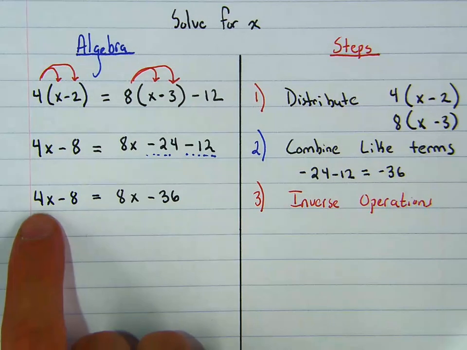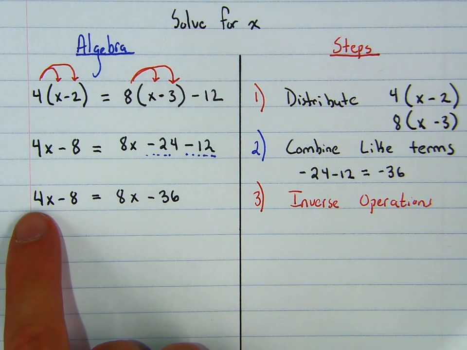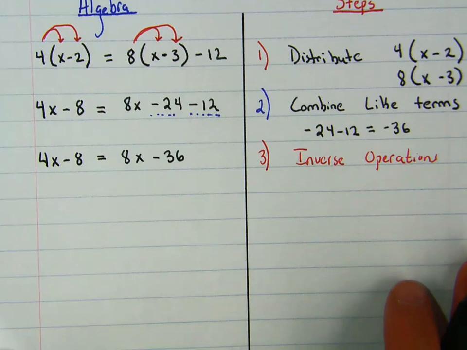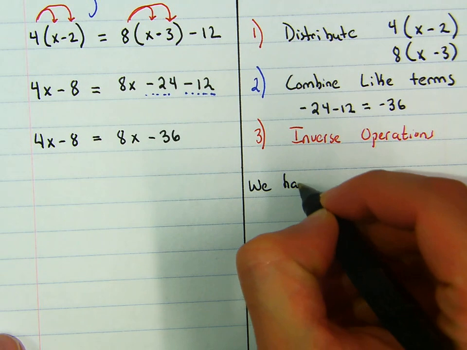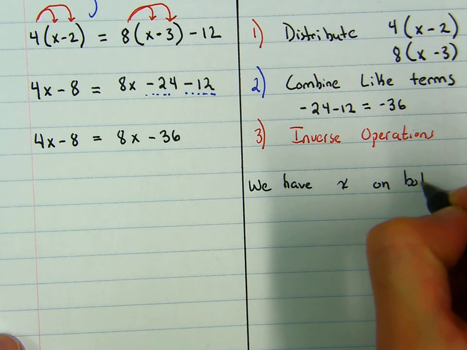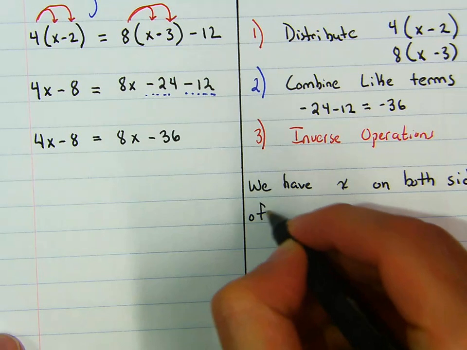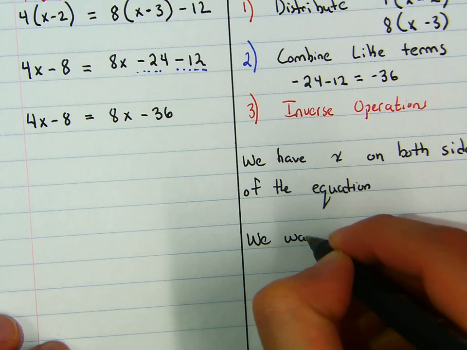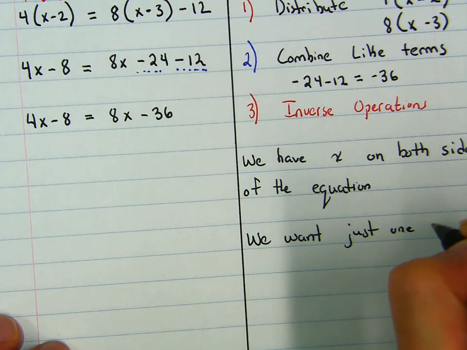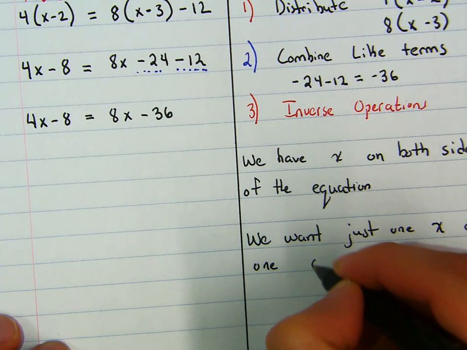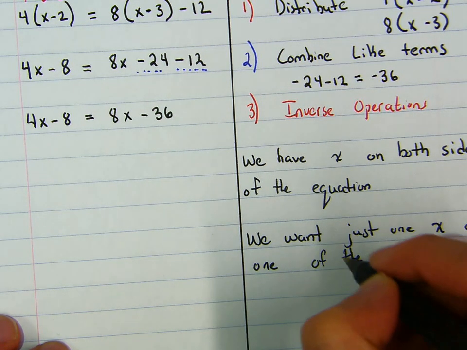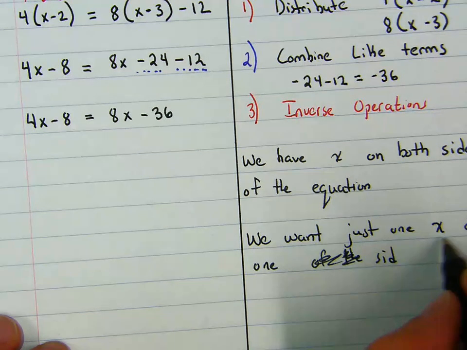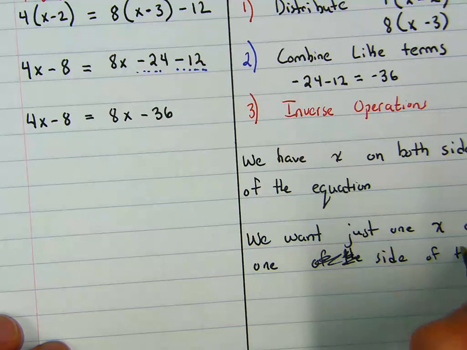Notice that because x is on both sides of the equation, you just want one x on one side of the equation. Let me write this down, because I think it will really help. We have x on both sides of the equation. We just want one x on one side of the equation.